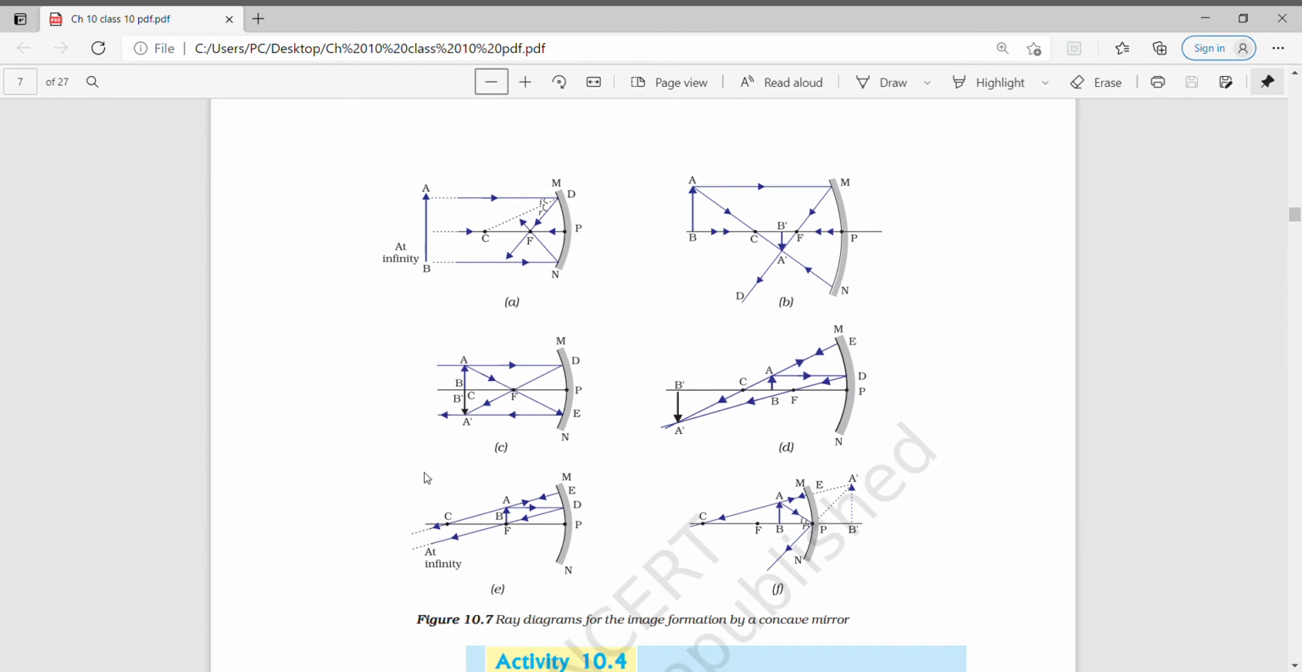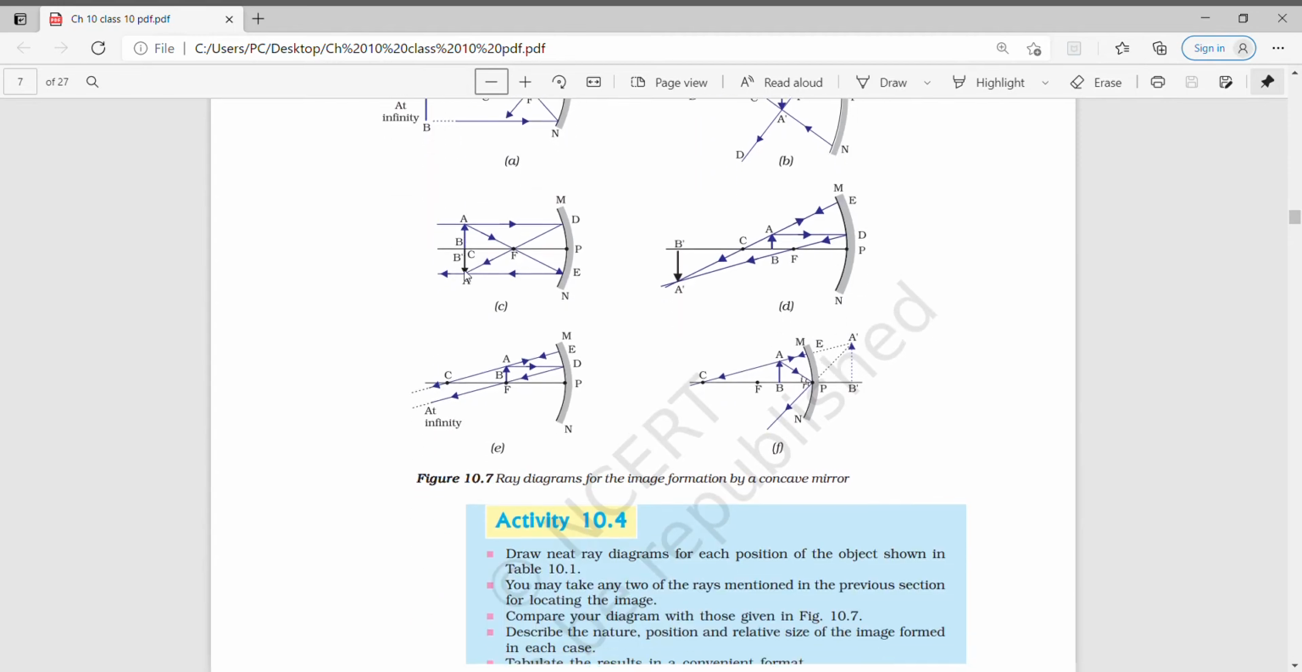Like in this first diagram also, you can see the object is at infinity. So the light ray coming from very far away is shown with the help of the dotted line. Here you can see a dotted line, this also dotted, and the next also a dotted line. So take care of a few things and your diagrams will be absolutely correct.